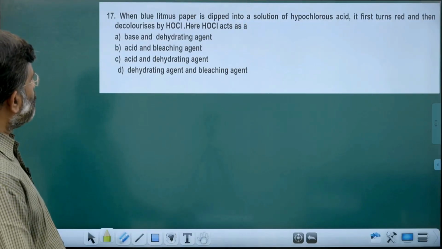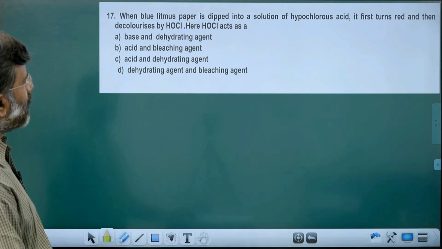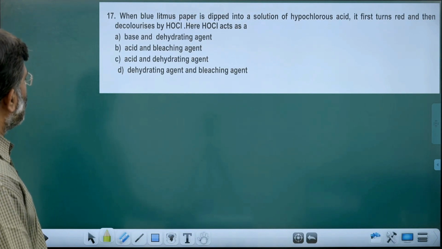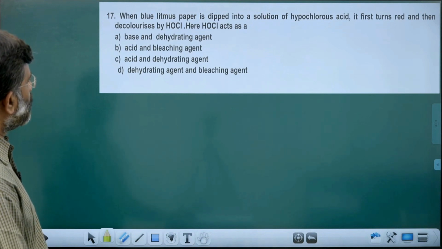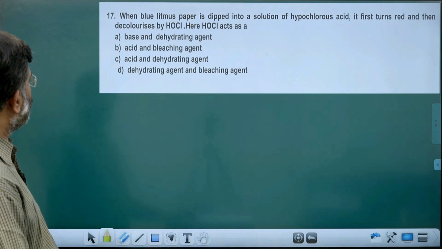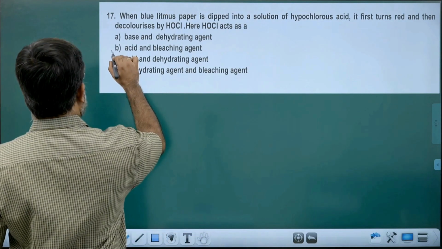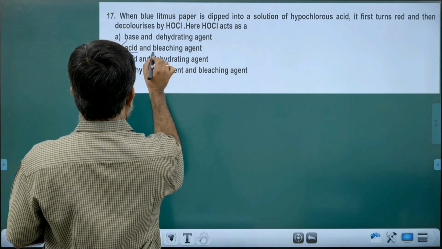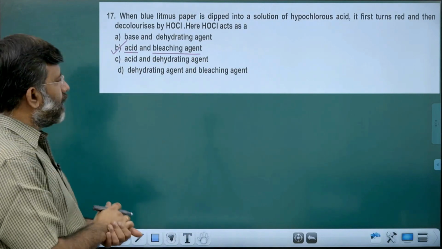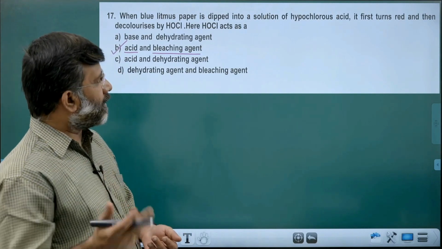When blue litmus paper is dipped into a solution of hypochlorous acid, it first turns red and then decolorizes. Here, HOCl acts as: Option B, acid and bleaching agent. Because it is an acid, blue litmus turned red.